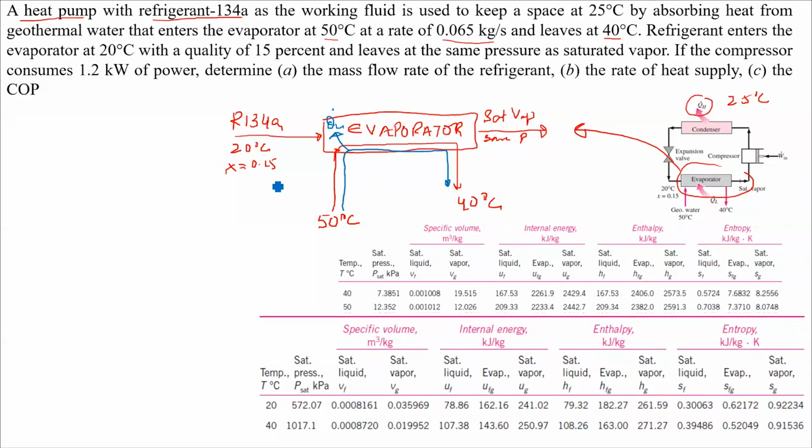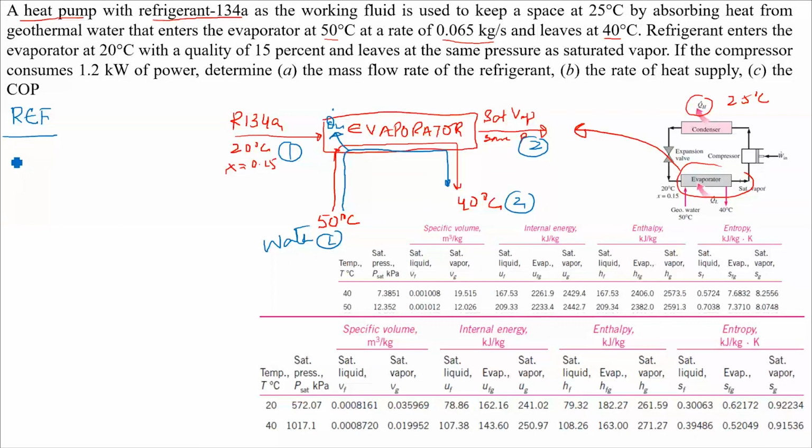Is this clear to you? There are two fluids involved. Now you have the first fluid as a refrigerant, R134A. The first thing is you have to find, this is state 1 of the refrigerant, this is state 2 of the refrigerant. Similarly, this is state 1 of water, and this is state 2 of the water.